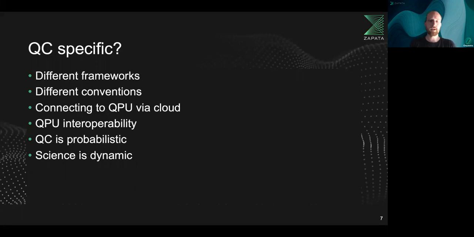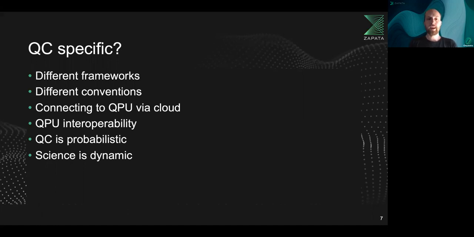So here are a couple of additional challenges that are specific to quantum computing. And this is the fact that we have different frameworks, like Qiskit, PennyLane, Cirq, and others, and they are not always compatible. Also, different frameworks use different conventions in terms of, for example, numbering the qubits, or how you structure some data.